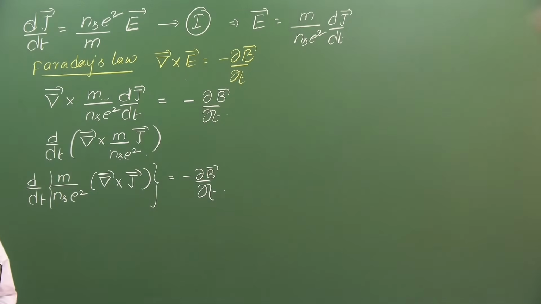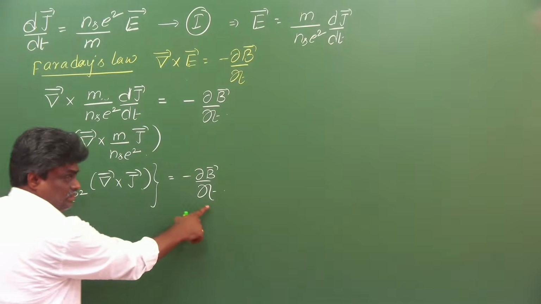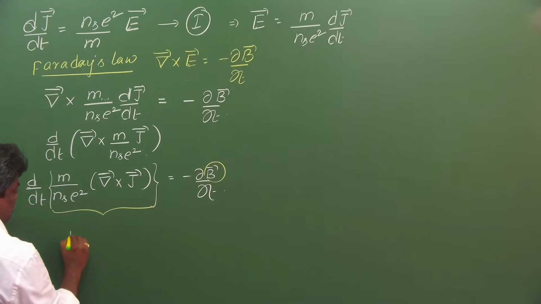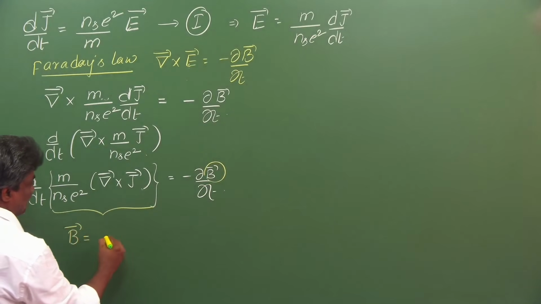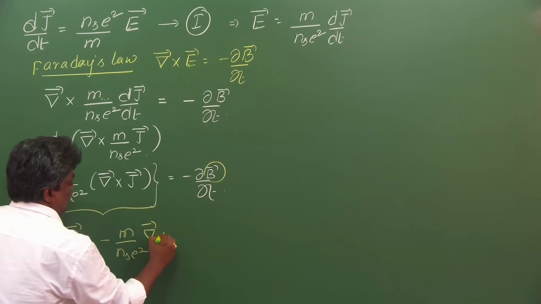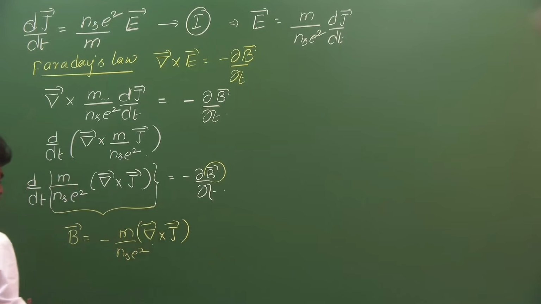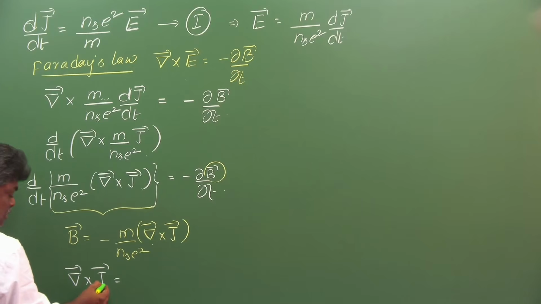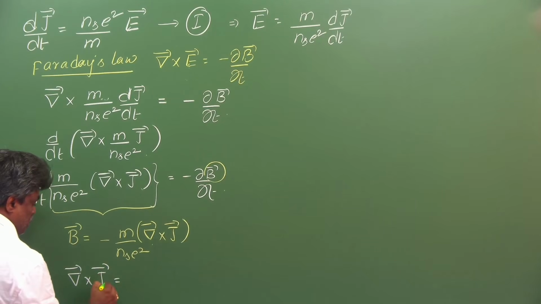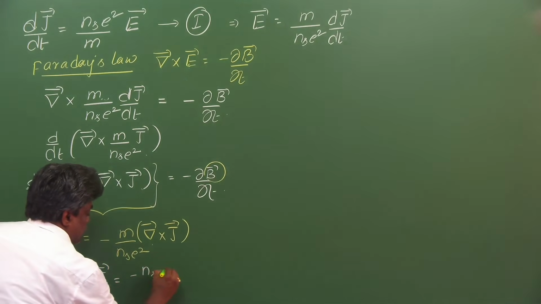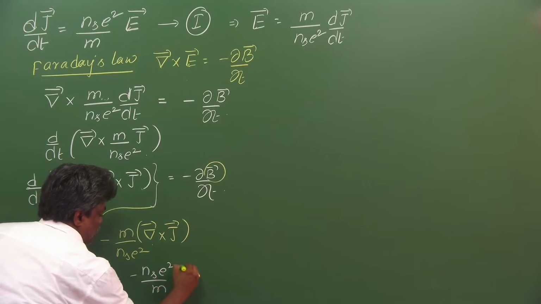Now please compare on both sides. This is the time derivative, this is also a time derivative. What is remaining here, and here? Say B bar equal to minus m by ns e square del bar cross J bar. Or else I can write this as del bar cross J bar, J of the super electrons. Don't forget this. Equal to minus ns e square by m into B bar.